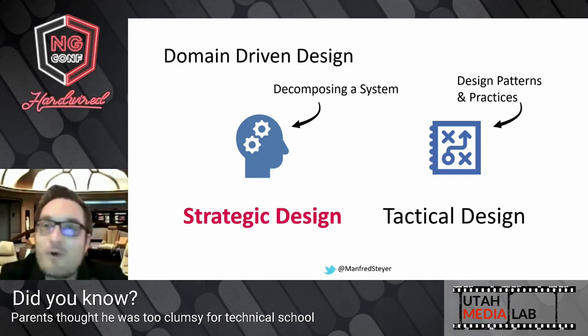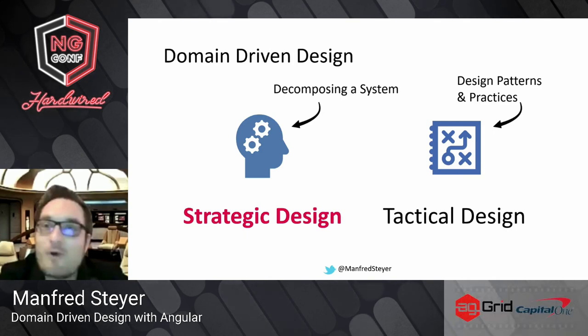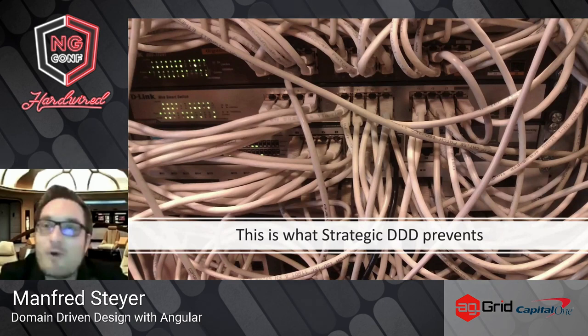And if you ask me, what does strategic design do? I would answer it with this very picture. I would tell you strategic design tries to prevent a situation like this. A situation where everything is intermingled with everything else. Because if everything is intermingled with everything else, it is not maintainable anymore. I guess we all know this situation. You are changing something here and you are introducing a breaking change there. Something we not really want to have.